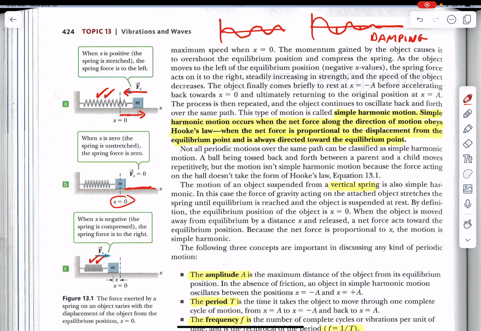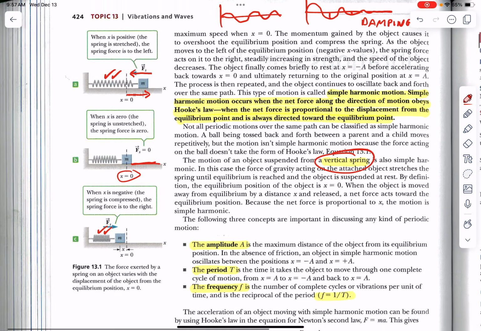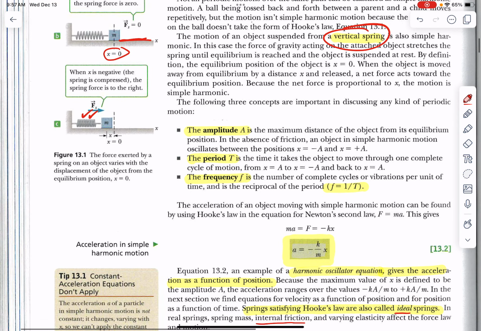This motion, the back and forth or up and down, is called simple harmonic motion. And it can be with a horizontal spring or it can be with a vertical spring. And so we have our vocabulary words. The amplitude depends upon how much it's bouncing vertically or how much it's oscillating back and forth horizontally. That's the amplitude. And in the absence of friction, you have your simple harmonic motion where it oscillates back and forth between a maximum and a minimum value, represented by the letter A. And A would not diminish if there were no friction.